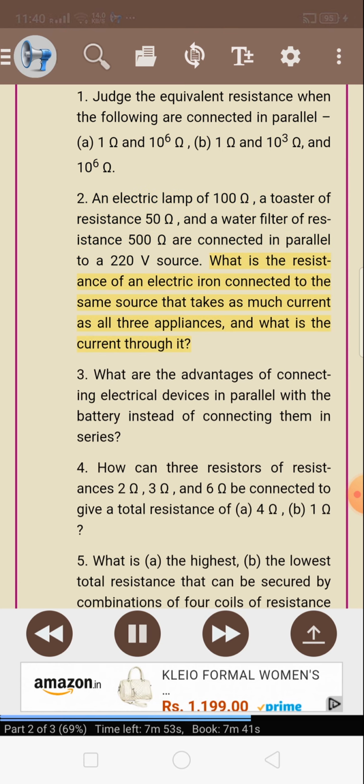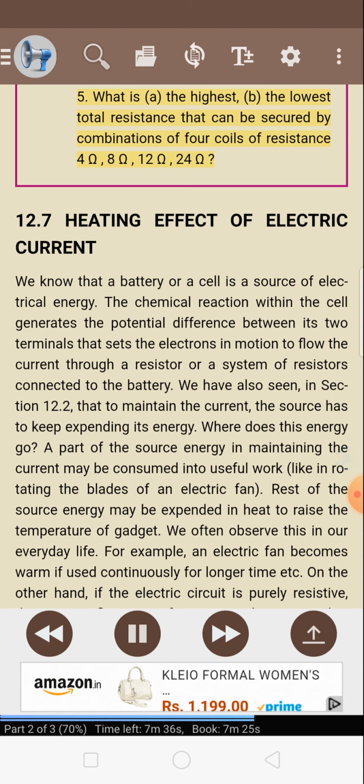3. What are the advantages of connecting electrical devices in parallel with the battery instead of connecting them in series? 4. How can three resistors of resistances 2 ohms, 3 ohms, and 6 ohms be connected to give a total resistance of (a) 4 ohms, (b) 1 ohm? 5. What is (a) the highest, (b) the lowest total resistance that can be secured by combinations of four coils of resistance 4 ohms, 8 ohms, 12 ohms, 24 ohms?